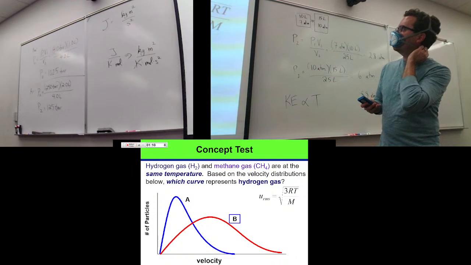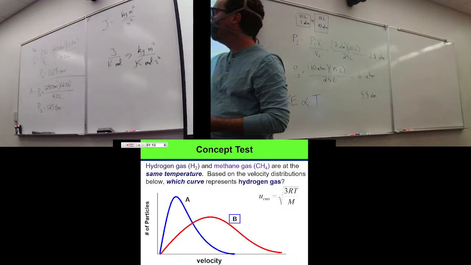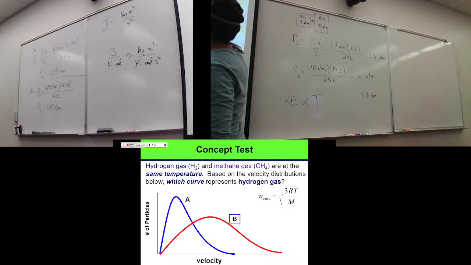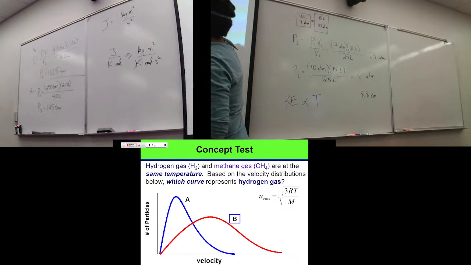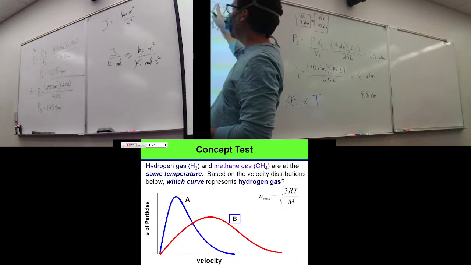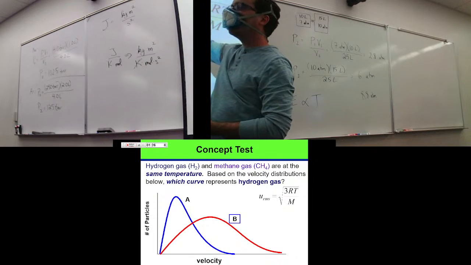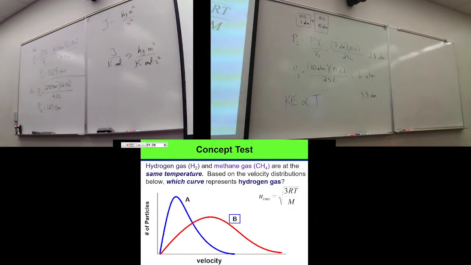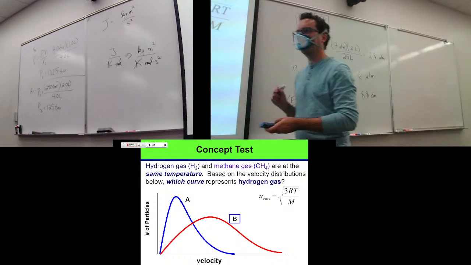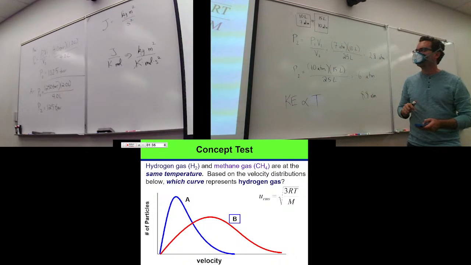What matters here is that it doesn't matter how many particles there are. This is a velocity distribution. So how is the velocity affected? Temperature or molar mass, and that's it. And they're the same temperature. So all we can rely on is the molar mass. And hydrogen's lighter, so it's going to have a higher velocity because of that. And you'll get that equation too, don't worry.